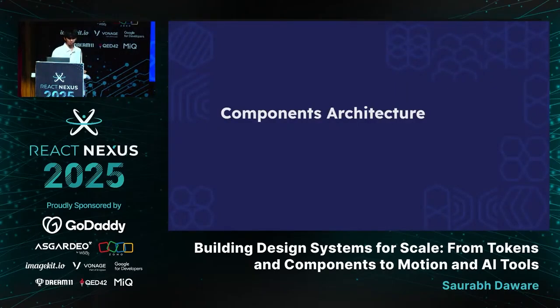Let's talk a bit about components architecture now. I think tokens was the biggest part. Once you have a good token scale defined, it solves a lot of your problems.